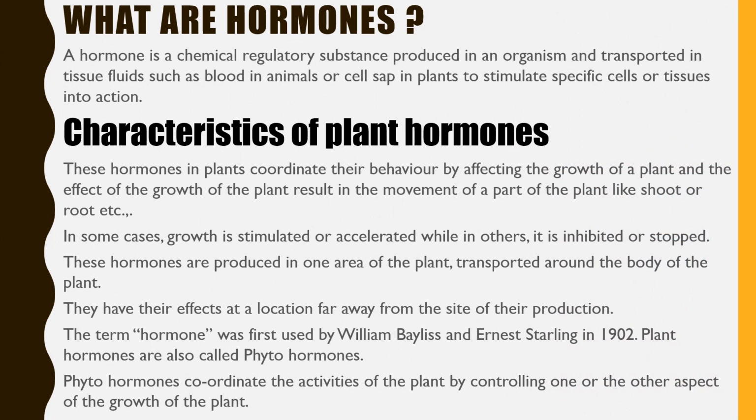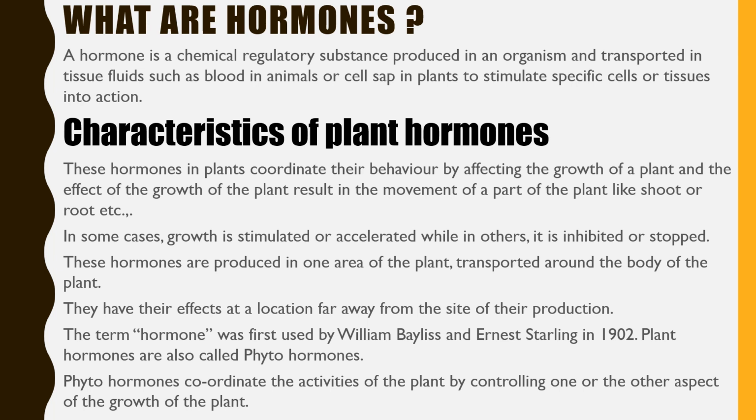Let us know first what are hormones. Hormone is a chemical regulatory substance produced in an organism and transported in tissue fluids such as blood in animals or cell sap in plants to stimulate specific cells or tissues into action.